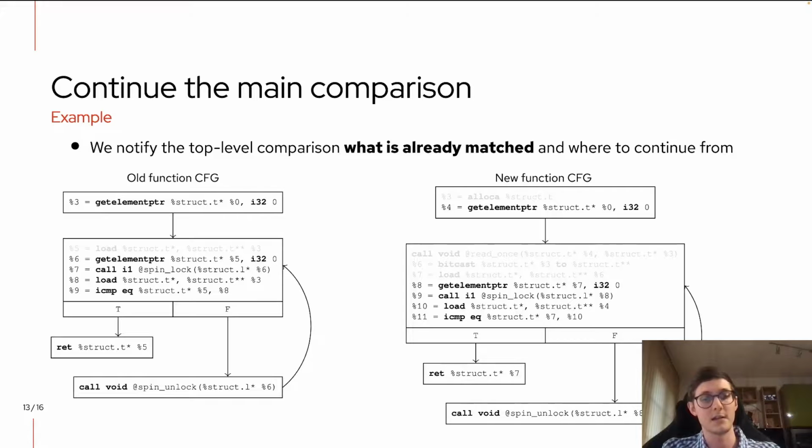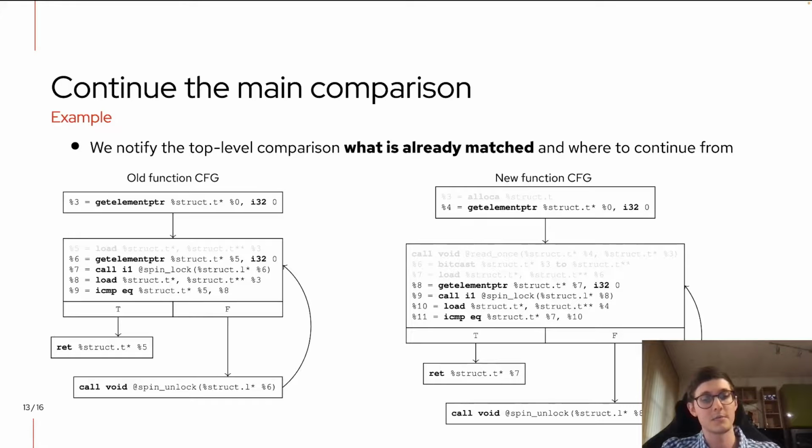We need to tell the algorithm which instructions got matched and don't need to be further compared. And we can do this simply by marking all instructions that got matched to instructions from the pattern CFGs. And the resulting control flow graph would look something like this, with the instructions corresponding to the read once pattern being grayed out, as you can see in this example.